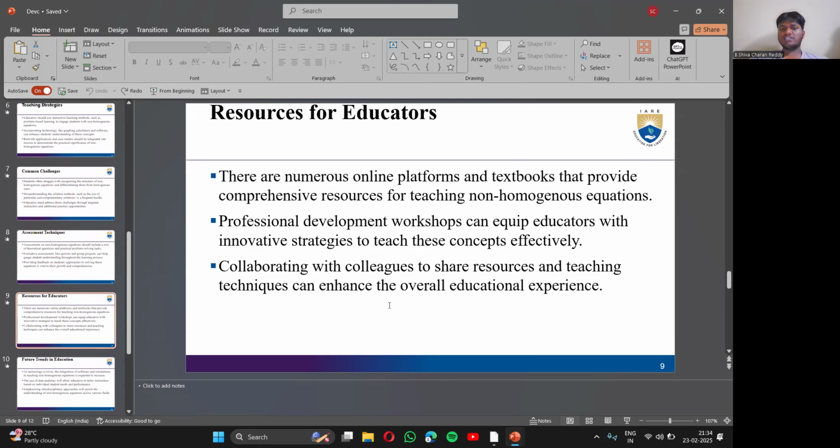Resources for educators. There are numerous online platforms and textbooks that provide comprehensive resources for teaching non-homogeneous equations. Professional development workshops can equip educators with innovative strategies to teach these concepts effectively. Collaborating with colleagues to share resources and teaching techniques can enhance the overall educational experience.